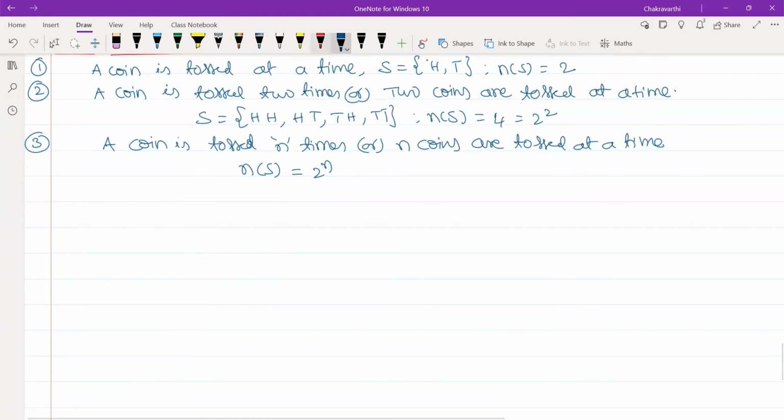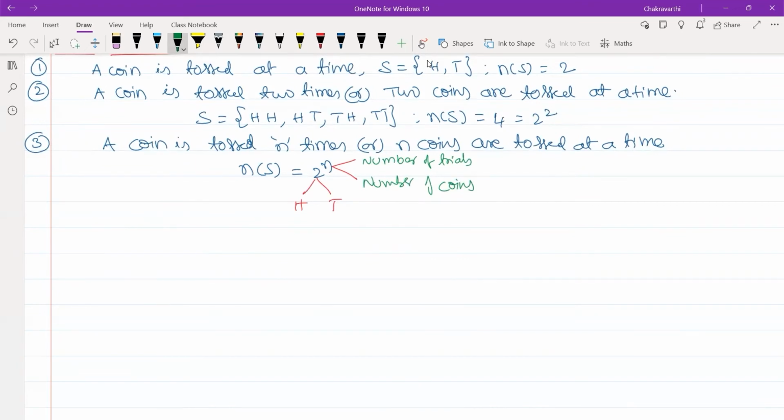Now 2 is what here? Head or tail? What is n? In one aspect, this is the number of trials. In other aspects, this is the number of coins. There is no difference here.